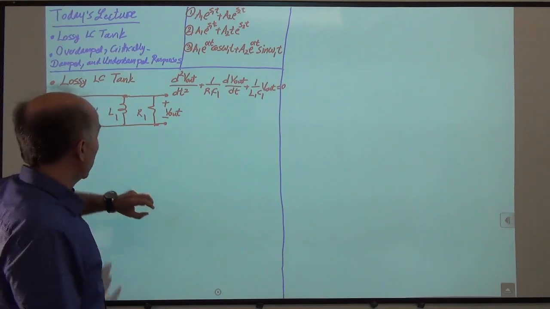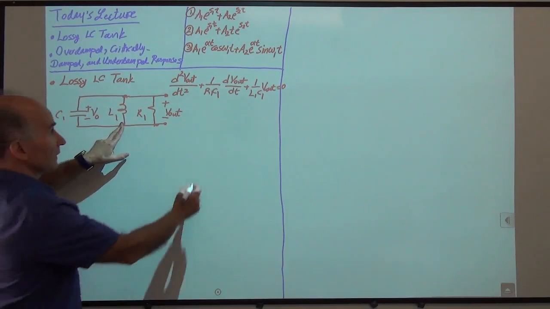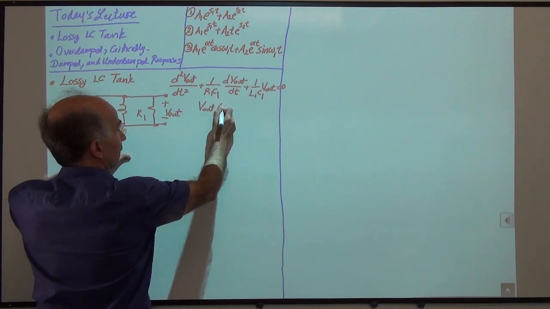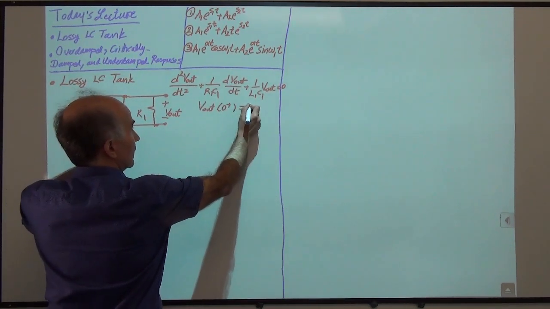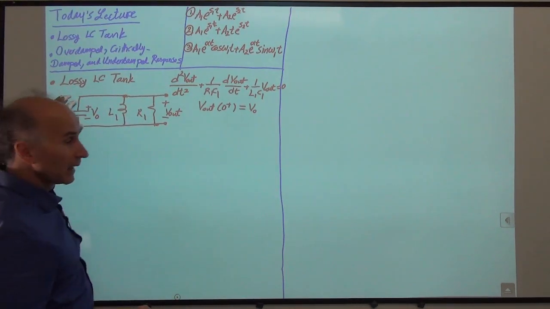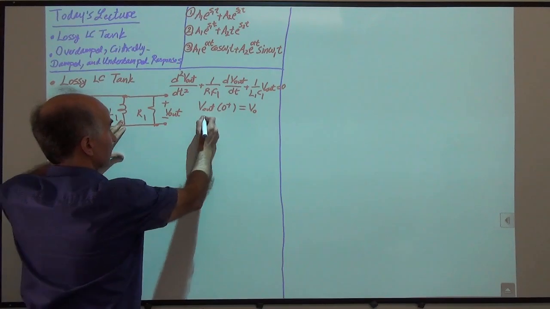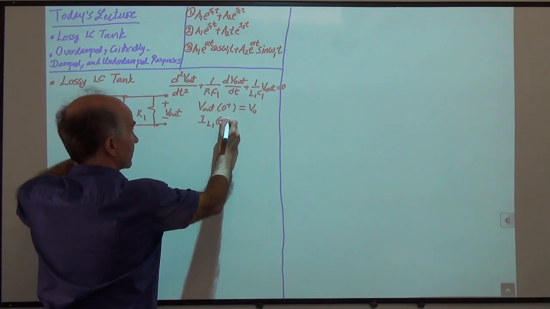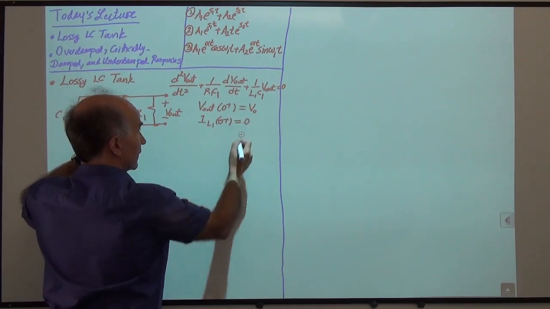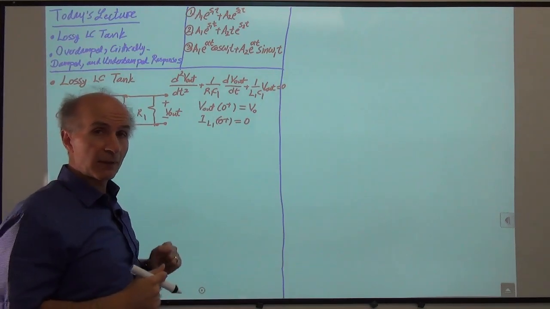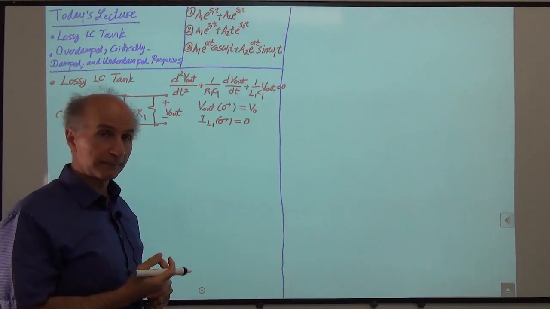And this differential equation comes with two initial conditions, right? We need two. One is this voltage and one is this current. So we say V out at time 0 plus is V0. This voltage is the same as the voltage on the cap. And then the current through the inductor, IL1, at time 0 plus is 0. Now this is just in our example. In general, it doesn't have to be 0, but just for simplicity for now, we assume it's 0.